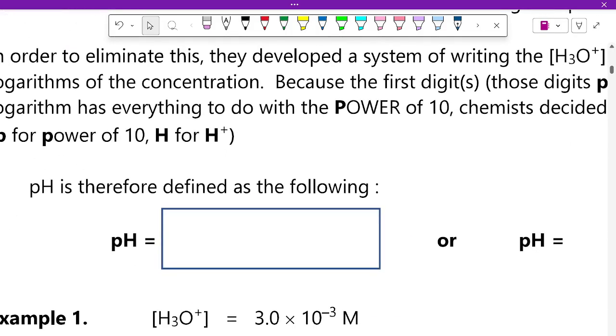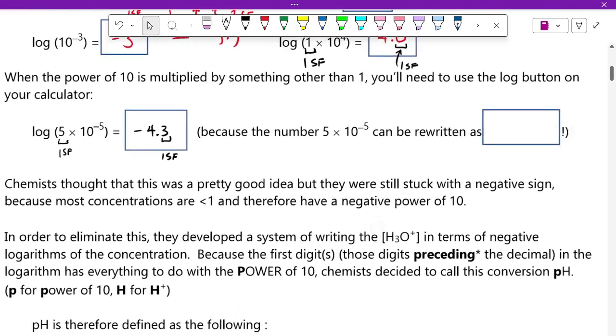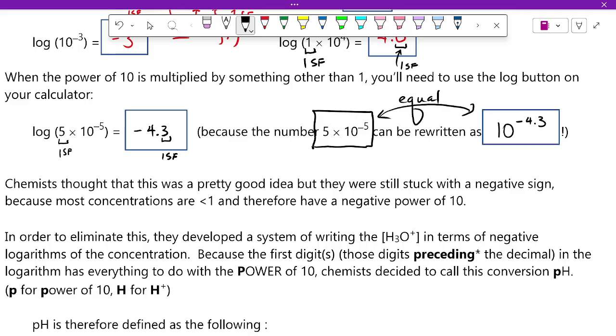Okay, so pH is defined as negative log of... Oh, sorry about that. Log of 5 times 10 to the negative 5 is negative 4.3, because 5 times 10 to the negative 5 can actually be written as 10 to the negative 4.3. Those two are equal. So if you raise 10 to the negative 4.3, you will get 5 times 10 to the negative 5.